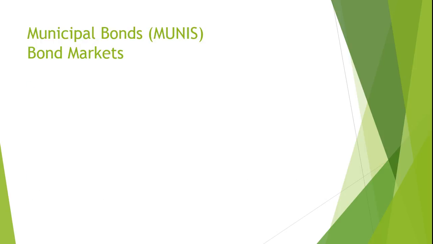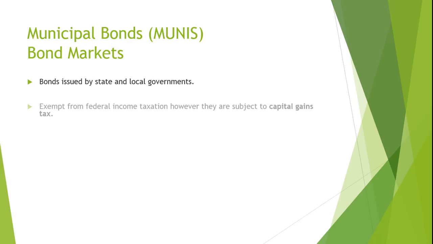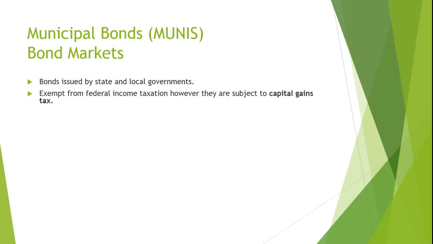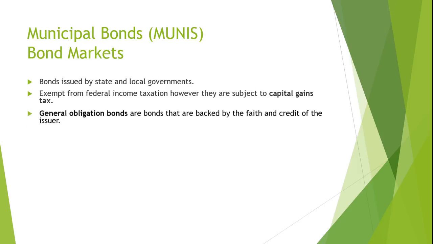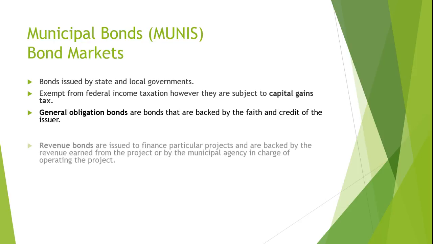Municipal bonds. Municipal bonds, also known as munis, are bonds issued by state or local governments. Municipal bonds are similar to corporate bonds or Treasury bonds, except they are exempt from federal income tax. Interest income on municipal bonds is also exempt from state and local taxation in the issuing state. Municipal bonds are, however, subject to capital gains tax if the bonds mature or are sold at a price higher than the purchase price. There are two types of municipal bonds: general obligation bonds and revenue bonds.